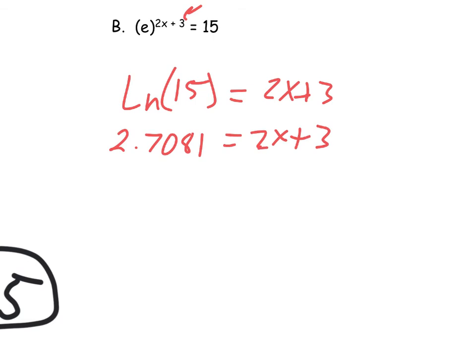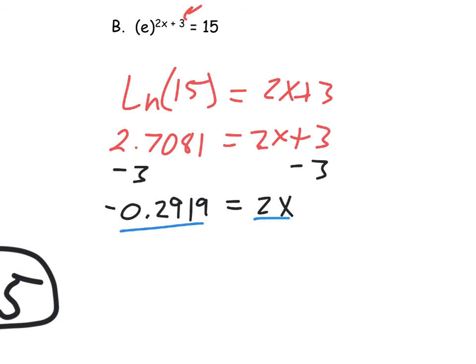Okay, once we do that logarithmic function, the natural log function, and get the ln of 15, which is that decimal, I'm going to subtract 3 from both sides. Okay, so we got 2.7081 minus 3. It's going to be a funky number, negative 0.2919 equals 2x. And then finally, to solve this, we're just going to divide by 2. So it's going to be a small negative decimal, and that's fine.